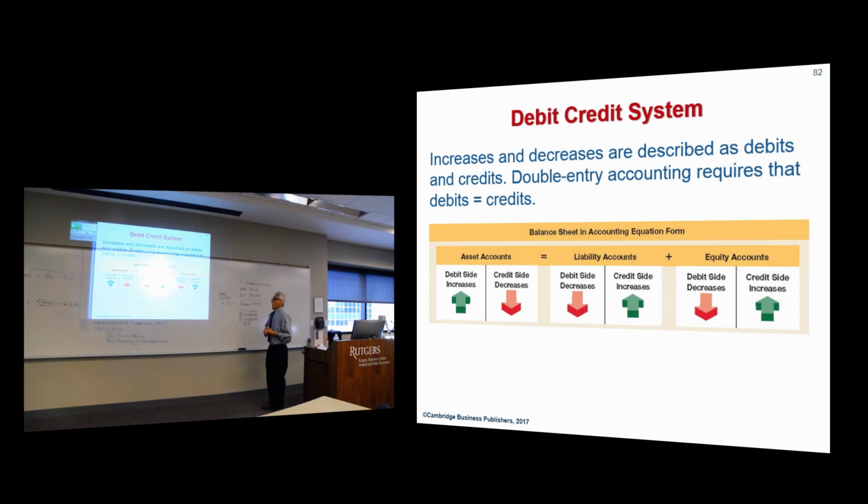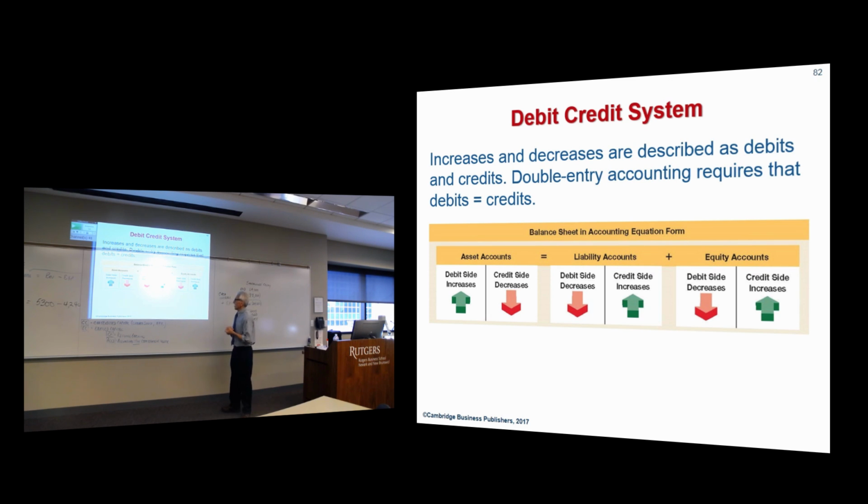You notice that to keep the equation in balance, not only are assets equal to liabilities plus equity, but debits have to equal credits. On the asset side, you increase an asset by a debit and you decrease it by a credit. So if cash goes up, you debit the cash account. If accounts receivable goes up, you debit accounts receivable. If accounts receivable goes down, you credit that account.